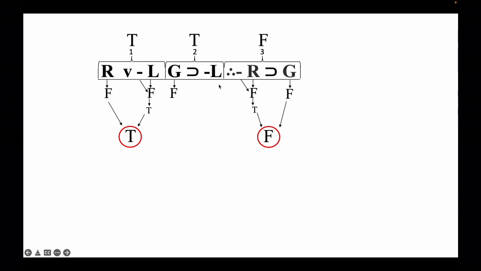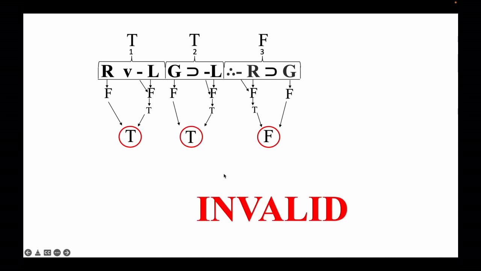Okay, so now I plug in the truth value underneath the L because I know that L is false. And since L is negated, it's going to be true. But that's perfect because since this is a conditional statement, when the antecedent is false and the consequent true, the statement is true. And voila, the argument is invalid.